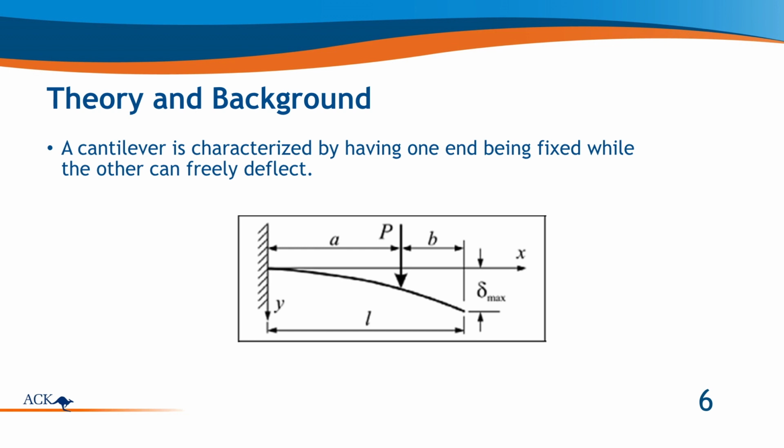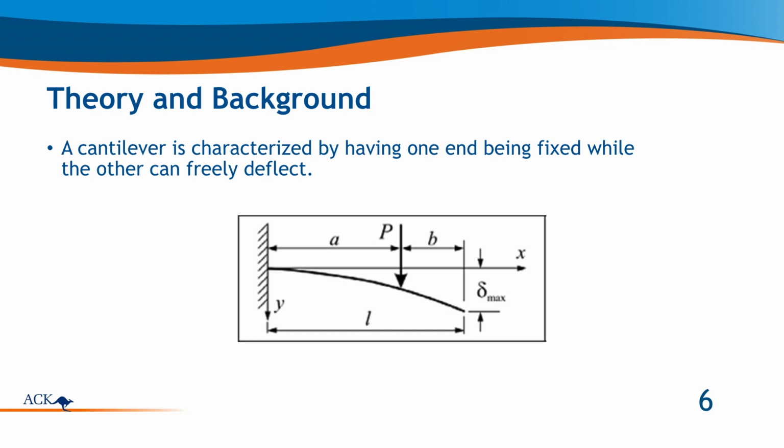Now, a cantilever is characterized, as we mentioned before, with one end being fixed while the other can freely deflect. You can set up your cantilever in many different ways. You can model it using a point load. You can model it using a distributed load. You can consider the self-weight, and that's also going to be a distributed load. But pretty much the concept is the same. One end is going to be fixed, the other is going to be free, and because of these different end conditions, they're going to behave differently than what we've seen before.